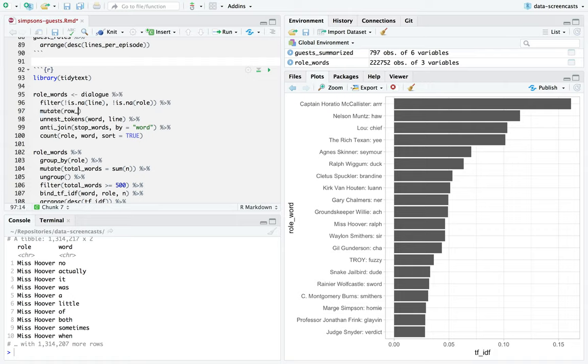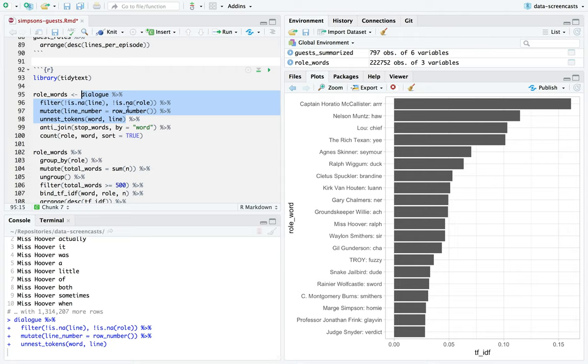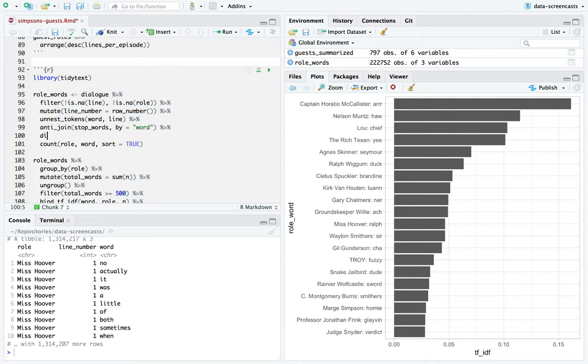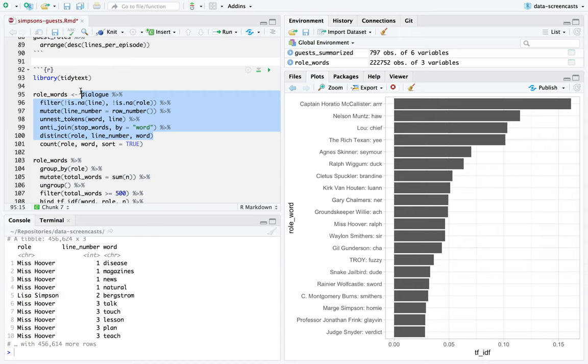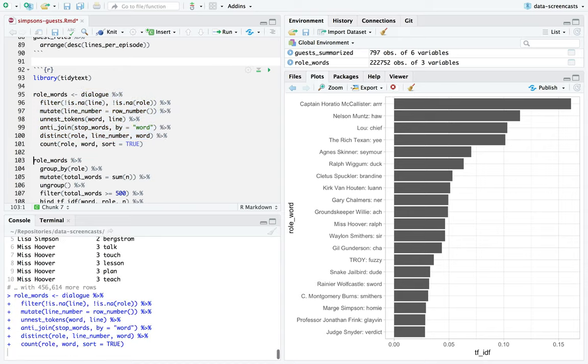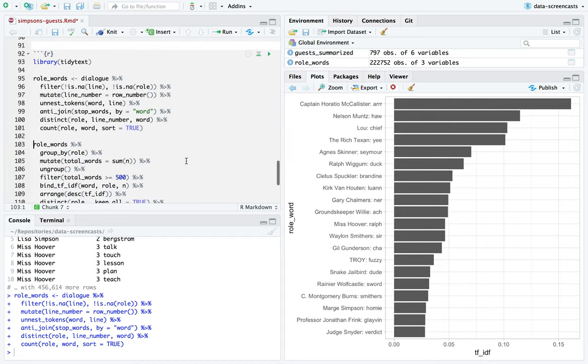I can use mutate with row number, so line number equals row number, and then make it distinct by role and line number. We only need one distinct word per line, per role. So that prevents us from counting the same word multiple times from the same line, which some people have repeated. So is Nelson ha-ha or ha-ha?